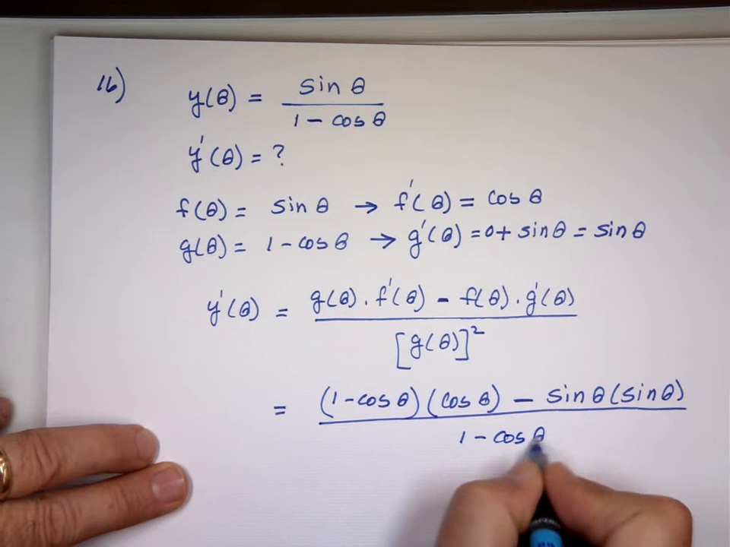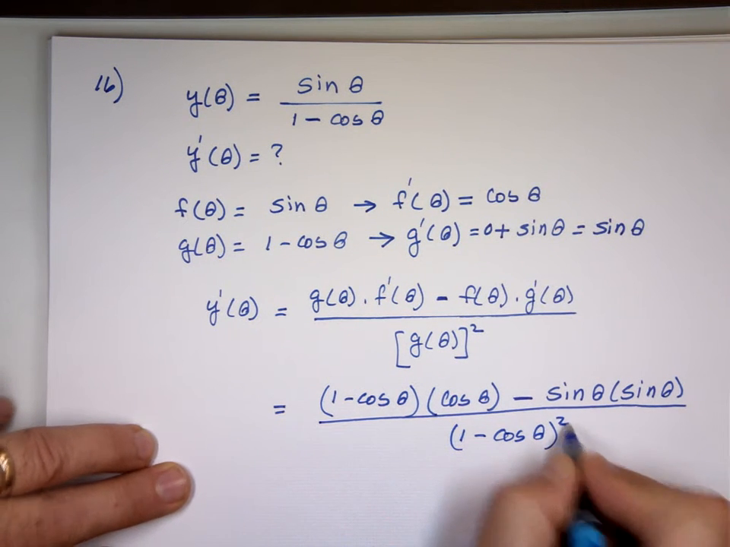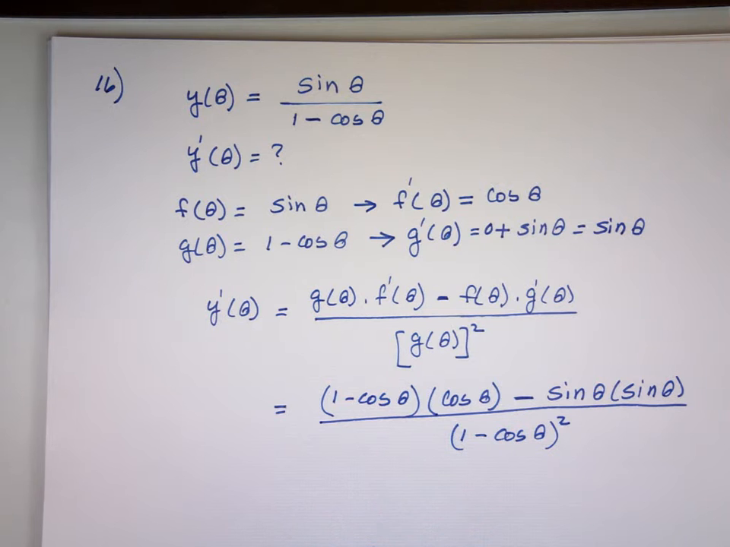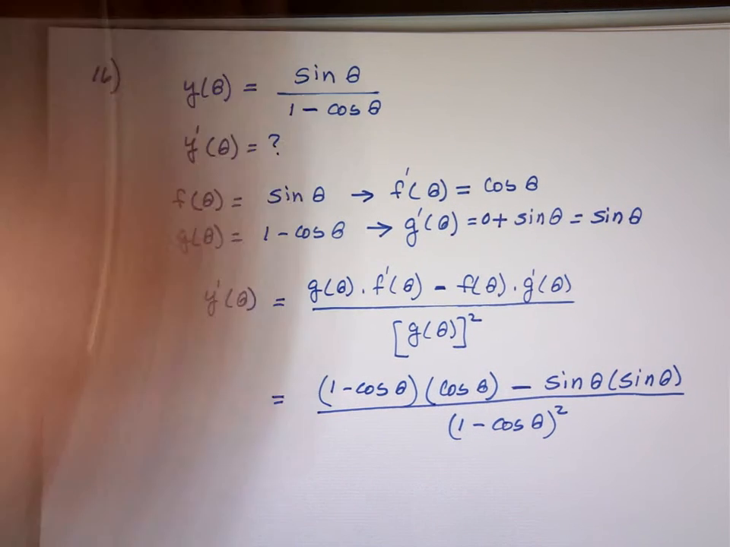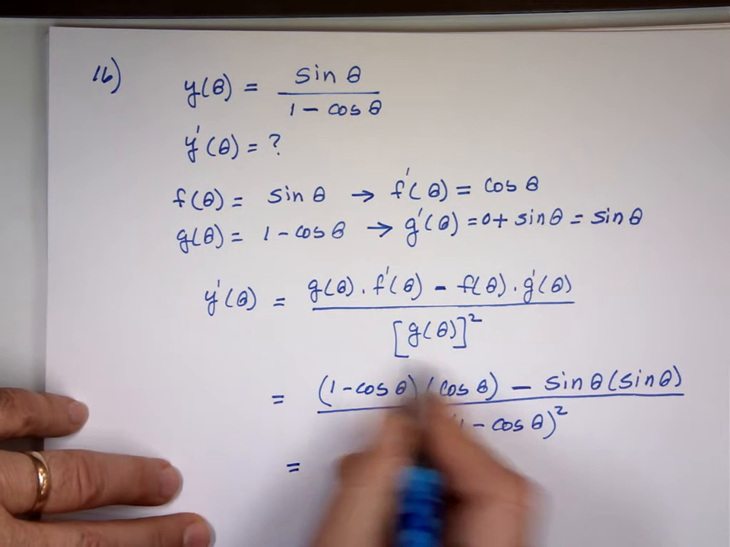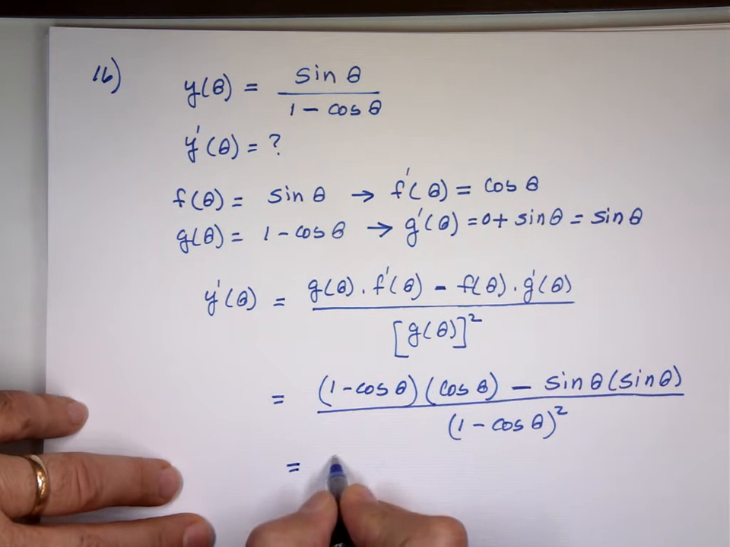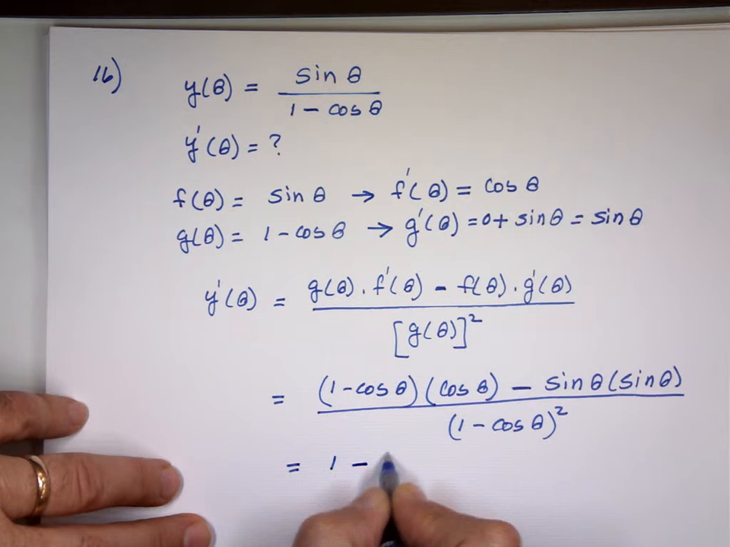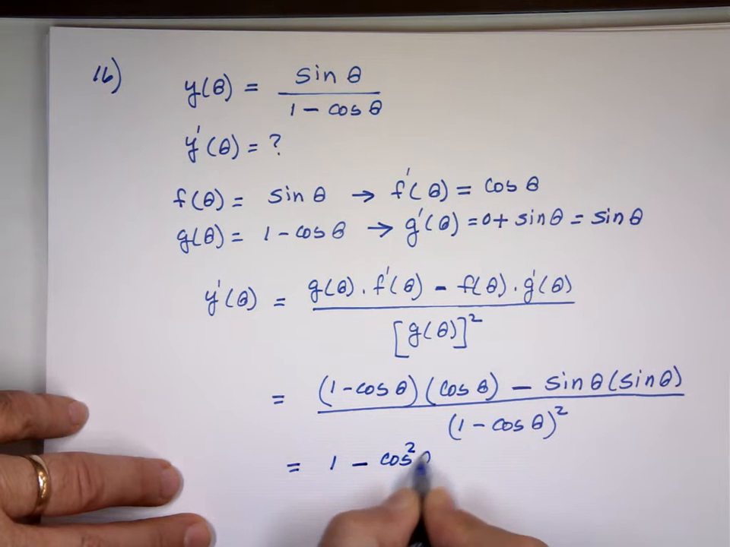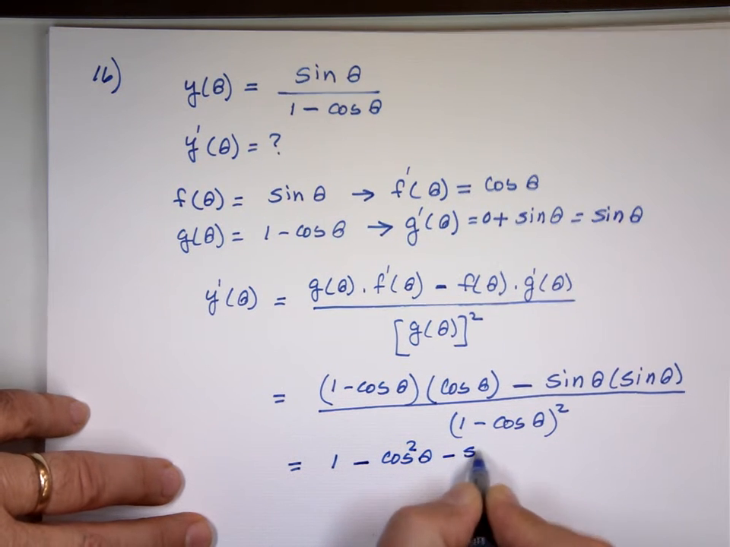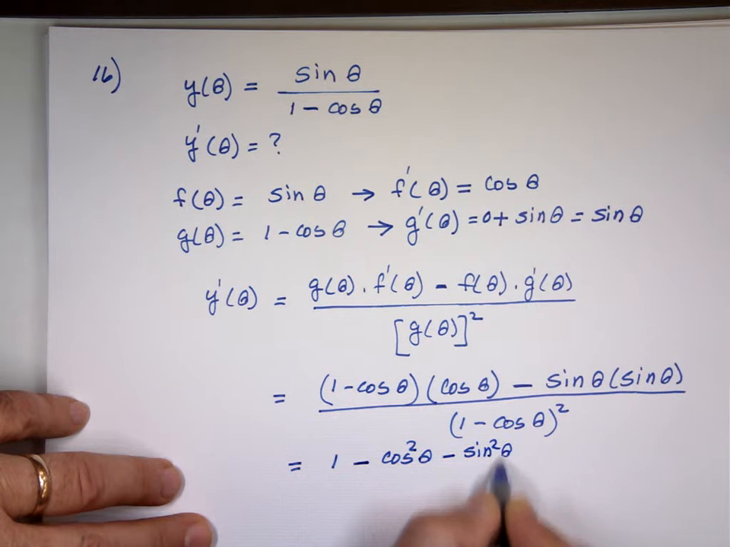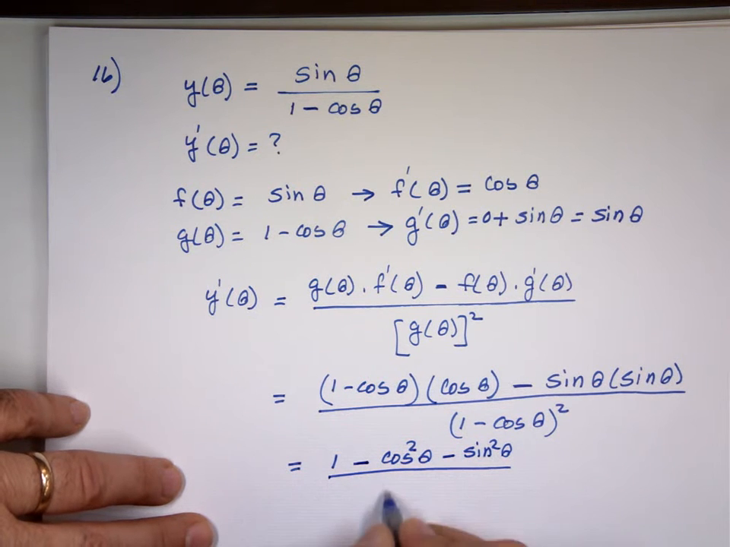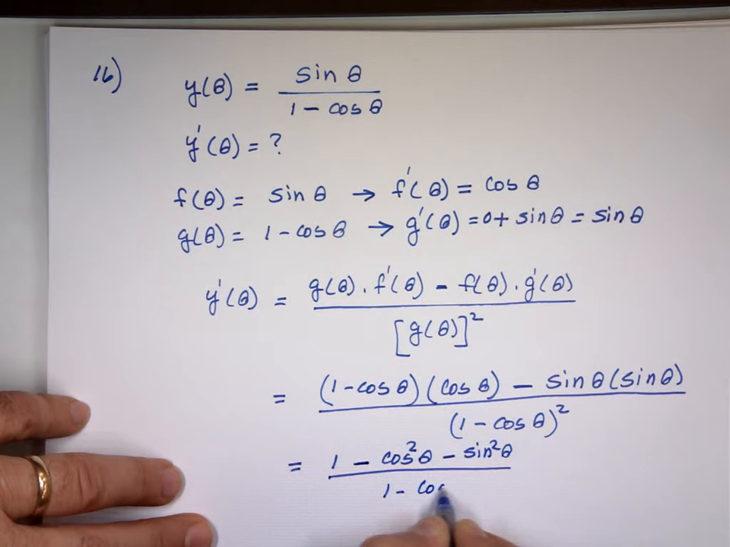I already see something will simplify here. Is the answer 0 for that one? I think it might be 0. If you distribute that, what do you have? 1 minus cosine squared theta minus sine squared theta.